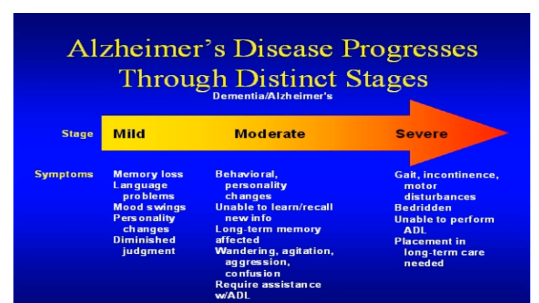When the disease progresses to the last stage, that is the severe stage, the patient's gait or standing position is affected. The patient suffers from incontinence. Incontinence is urinary incontinence, that is motor disturbance. The patient becomes bedridden. They are unable to perform some of the common everyday lifestyle activities, and the patient always needs long-term medical care. That is Alzheimer's disease.